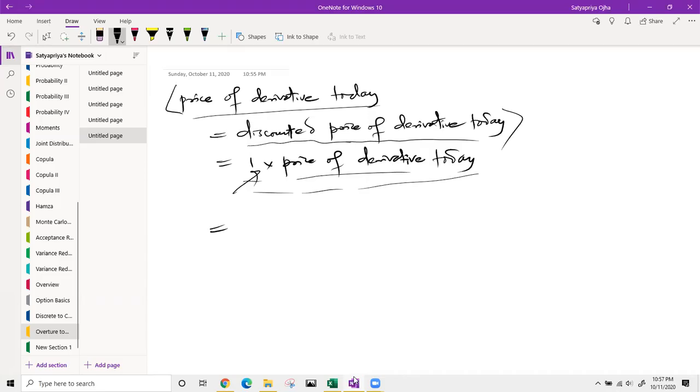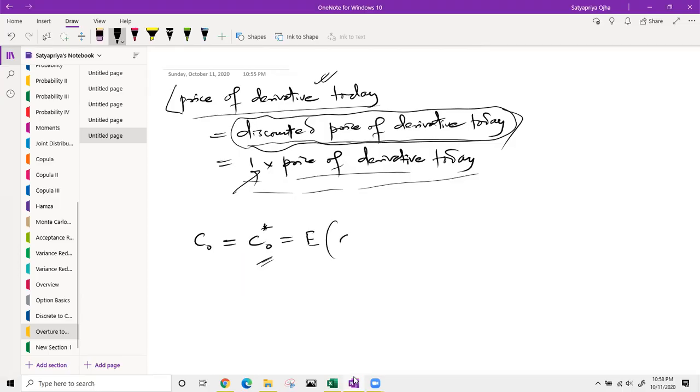But we know that this discounted price of derivative today has to be, let me use some symbols. Price of the derivative today is C0, call option, which is also equal to discounted price of the derivative today, because there is no discounting, it is 1. But I know that the discounted price of the derivative is a martingale. So if this is the value today, is it not the expectation of discounted call price in future?